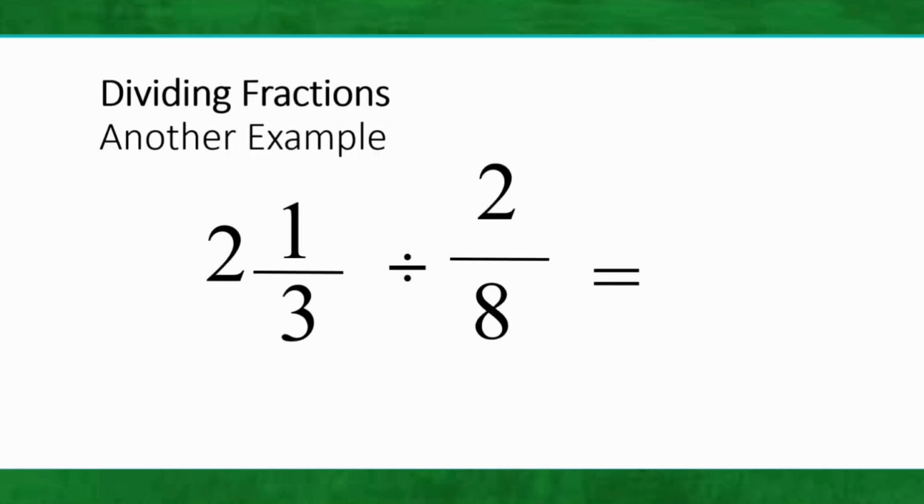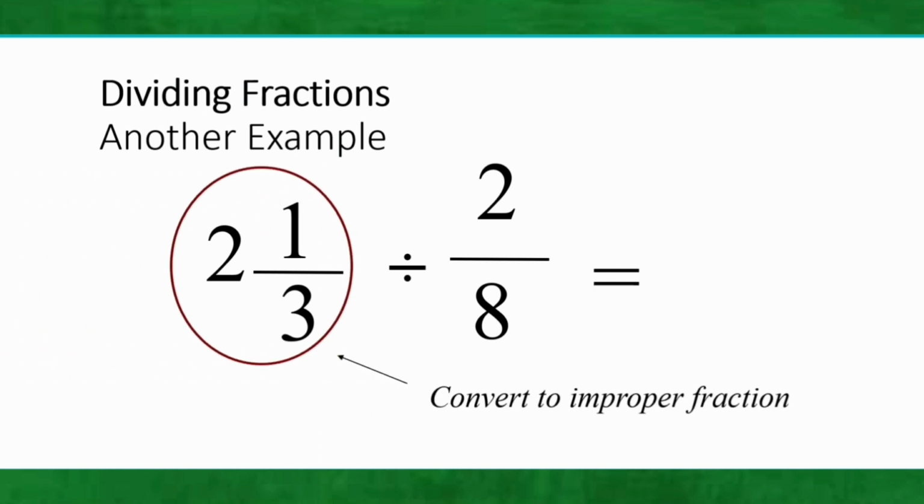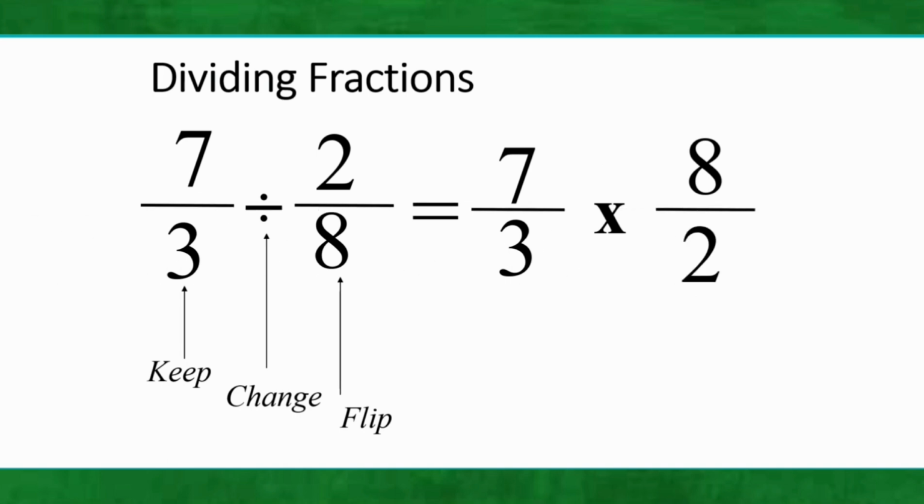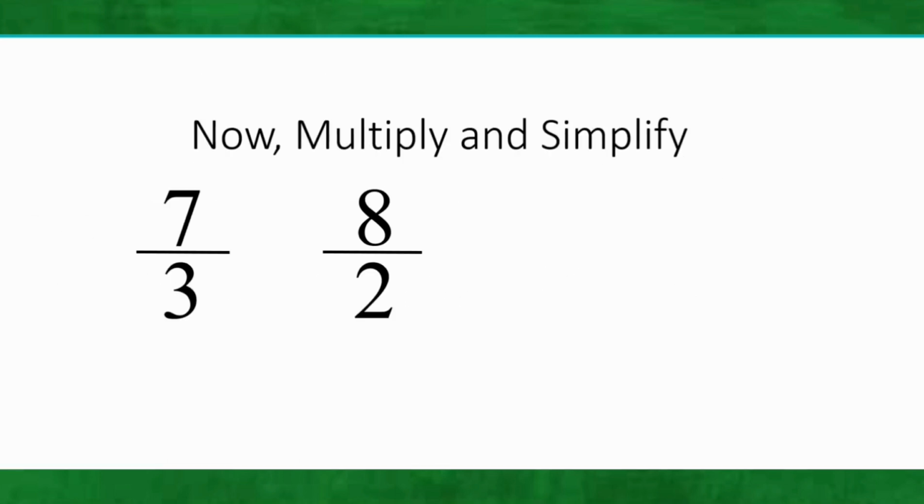Let's have 2 and 1/3 divided by 2/8. As you can see here, we have a mixed number. So what we will do is to convert it into an improper fraction. So 2 and 1/3 will become 7 over 3. So 7 over 3 divided by 2/8. This is equal to 7 over 3. Then change division to multiplication and flip the second fraction. That would be 8 over 2. So we have 7 over 3 times 8 over 2.